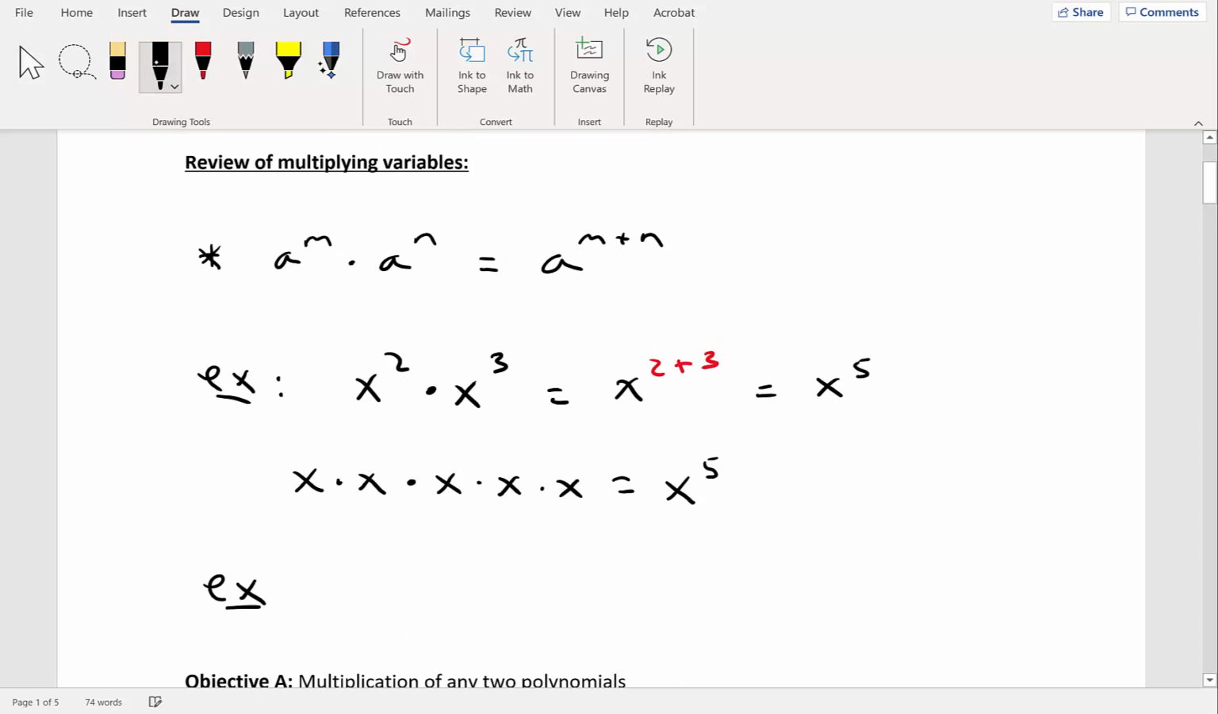Another quick example, if we have, say, y raised to the 7th times y raised to the, say, 17th, I'm not going to go ahead and expand these out. First, that would take too much time. I can just go ahead and use my property. This would become y raised to the 7 plus 17, which gives us y raised to the 24th power.